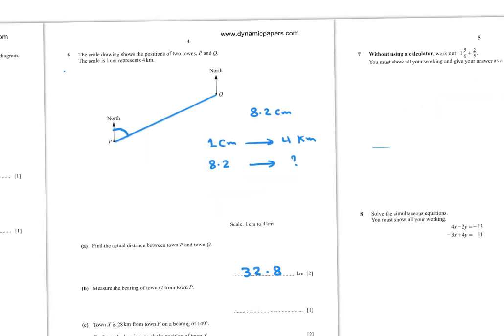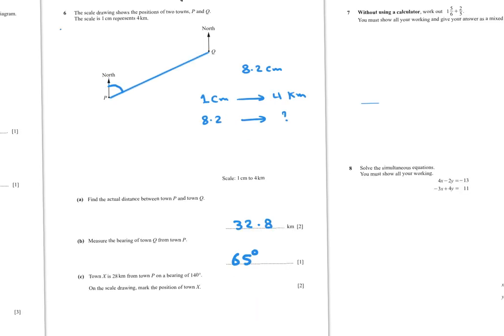So it's angle 65. Now see, town X is 28 kilometers from town B and on bearing 140. On the scale drawing, mark the position of town X. 28 kilometers.